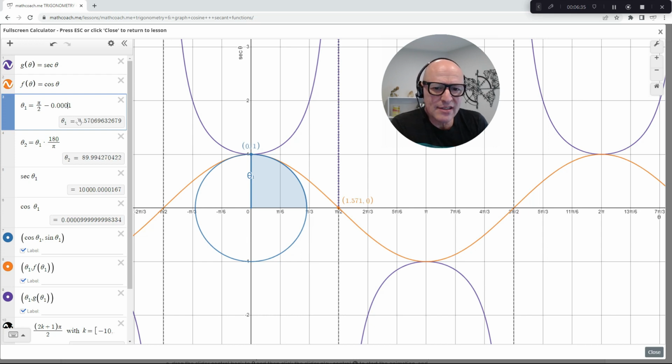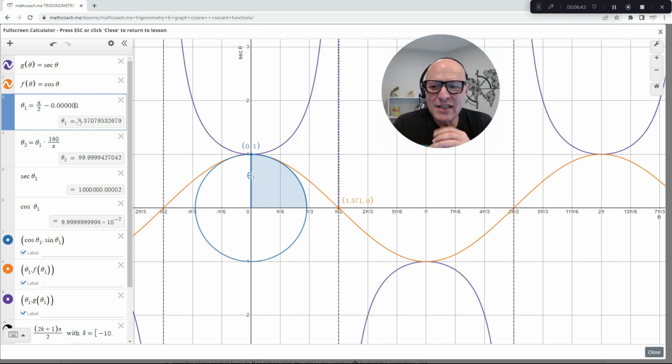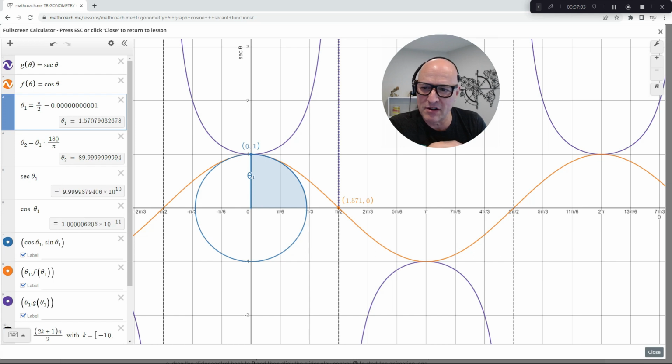So as that number gets smaller and smaller, and I'm getting closer and closer to pi over 2, my secant function begins to approach infinity. My cosine function begins to approach 0. That's a real small number, 9.9 times 10 to the -7. This is a million. Okay, so we're starting to approach infinity. Not there yet, but let's just throw in some zeros.